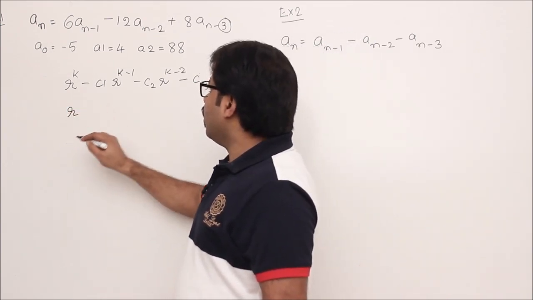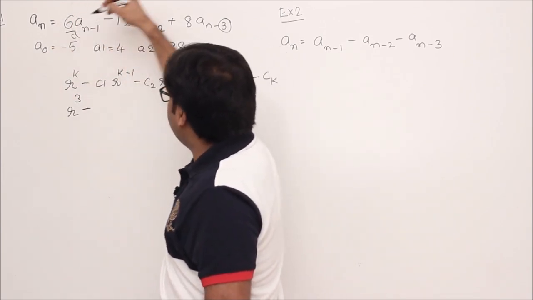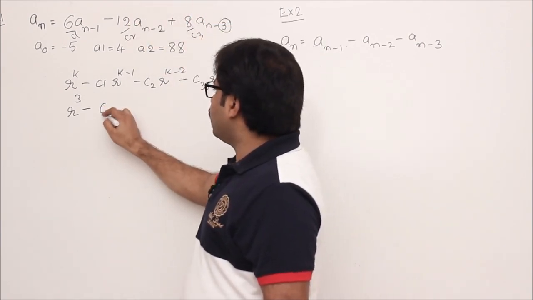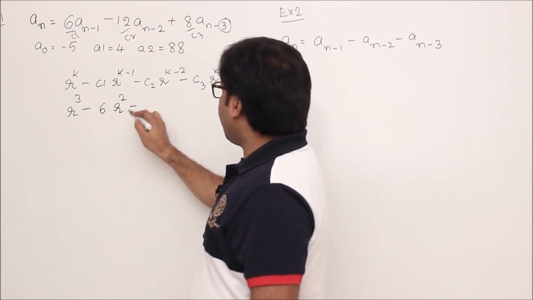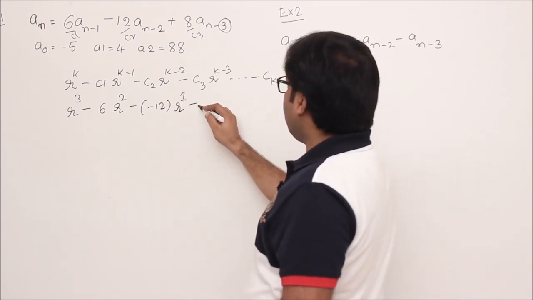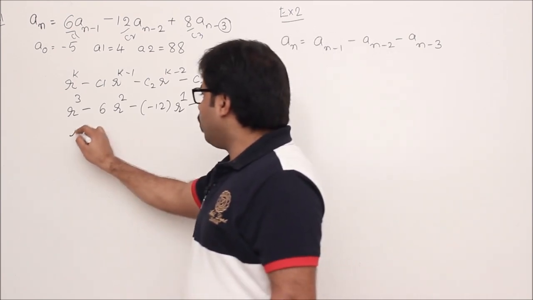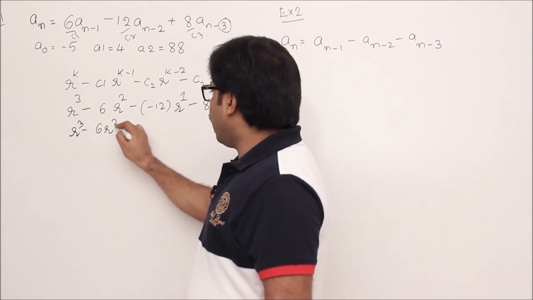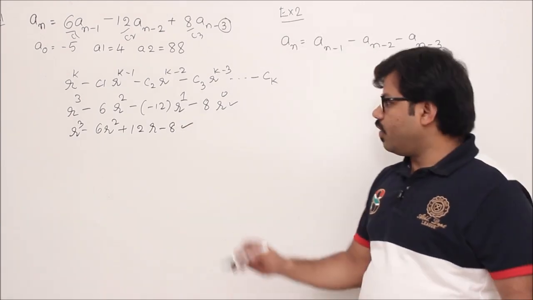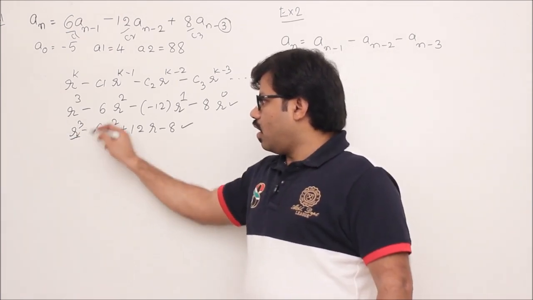Let's try that. So here r power k, k is what? 3. r cube minus c1, 6. So here c1 is 6, c2 is minus 12 and c3 is 8, correct? So 6 into r power k minus 1, r square, minus of c2, minus 12 into r power k minus 2, r^1, minus c3, 8 into r power 0, right? We have to stop at r power 0. Then this will become r cube minus 6r square plus 12r minus 8. So this is a characteristic equation and we'll try to find out the roots for it. So how to find out the roots for an expression with order 3?